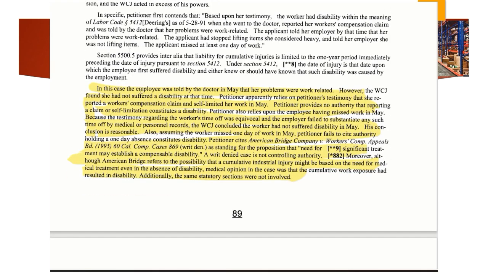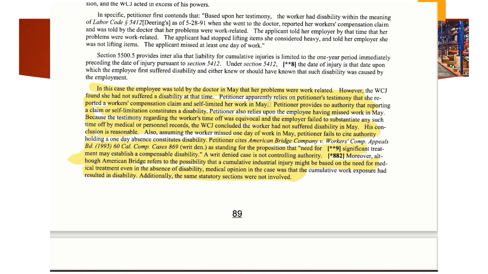Okay, so let's just read the conclusion of the case. In this case, the employee was told by the doctor in May that her problems were work-related. So that's when she got the knowledge. However, the workers' compensation judge found she had not suffered a disability at that time. Petitioner apparently relies on Mrs. Wagner's testimony that she reported a workers' compensation claim and self-limited her work in May.